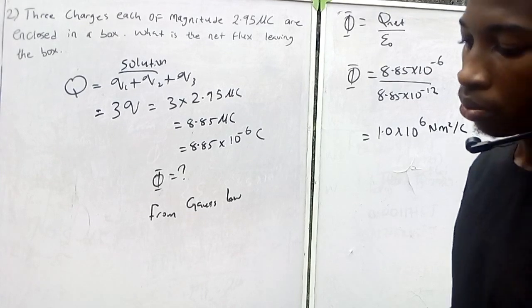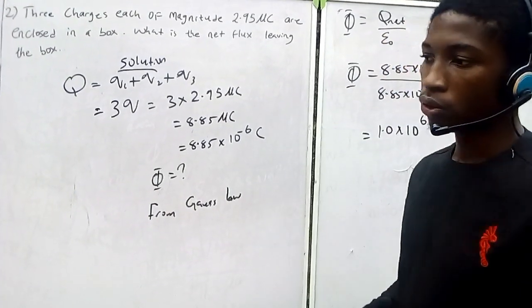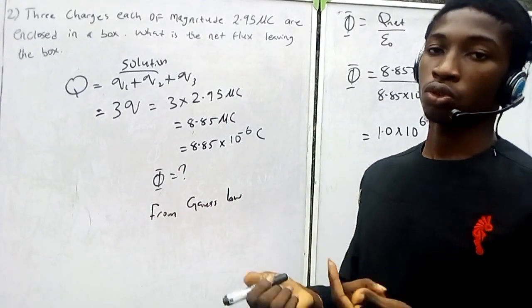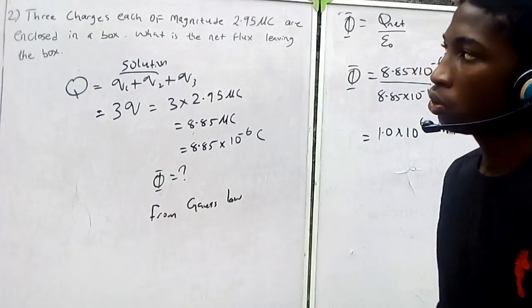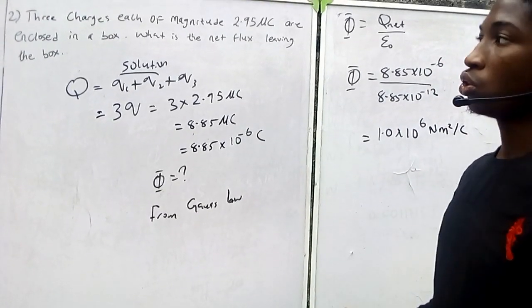Gauss law is just an extension of Coulomb's law, right? Gauss law is to solve difficult problems that Coulomb's law can't help us to solve. Alright, so let's go into the next question and see what we can use Gauss law to solve now. So question 3.